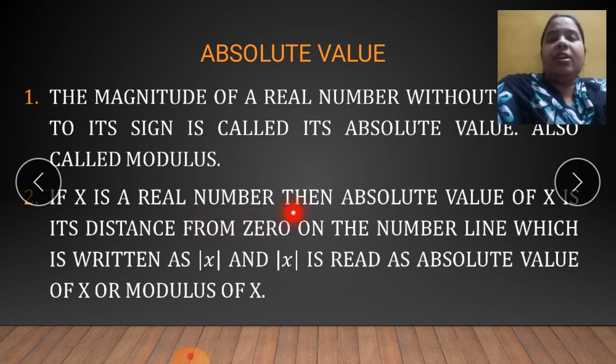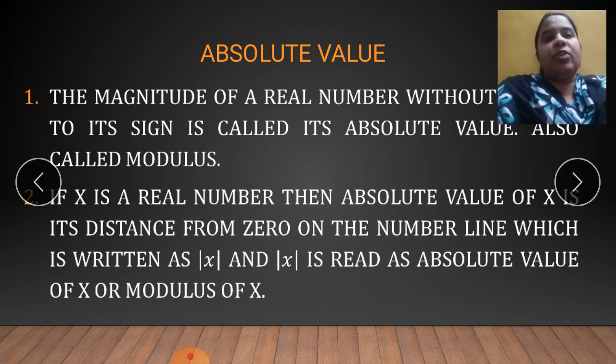If x is a real number, then the absolute value of x is its distance from 0 on a number line, which is written as, see how it is written. In two vertical lines I write x, and it is read as absolute value of x or modulus of x or mod x. In short we can say this as mod x. What I want you to understand is that this absolute value can never be negative, because it is the distance of a point from 0 on a number line, and distance is never negative, so absolute value is never negative.